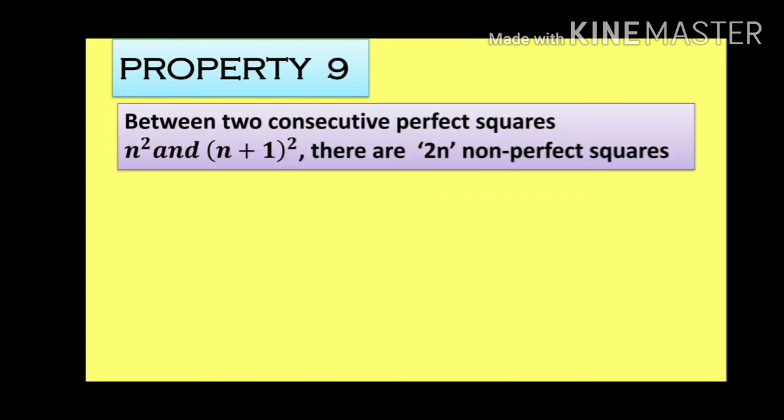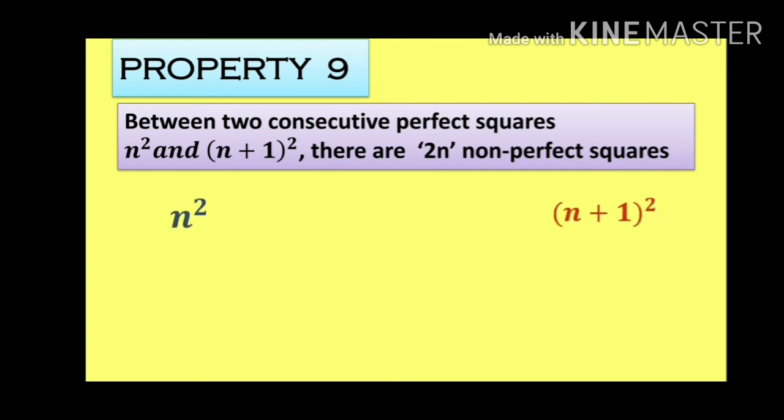Property 9. This says that between two consecutive perfect squares, that is n squared and n plus 1 squared, where n and n plus 1 are consecutive, serial numbers like 1, 2, 2, 3 like this. So in between their perfect squares, that is n squared and n plus 1 squared, there will be 2n non-perfect squares.